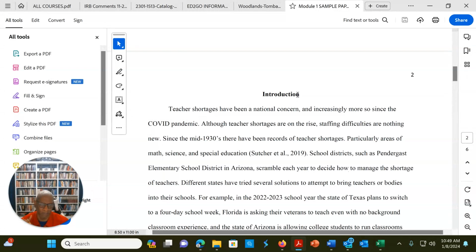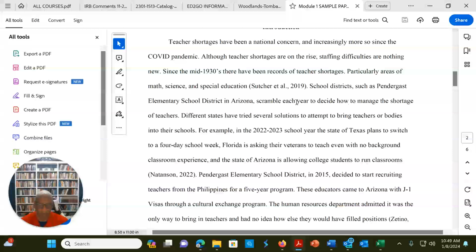I know some of you have already asked the question, do I have to have the introduction heading in my papers? APA no longer requires a heading for the introduction, just so you know. But even if you include it, it's okay. It's not a big deal if you do include it.